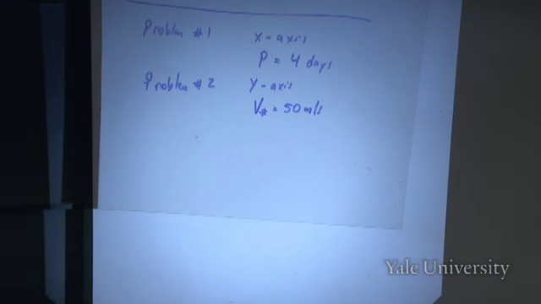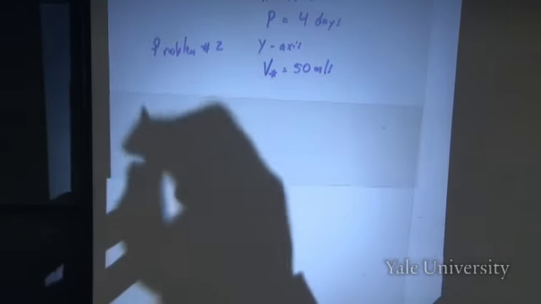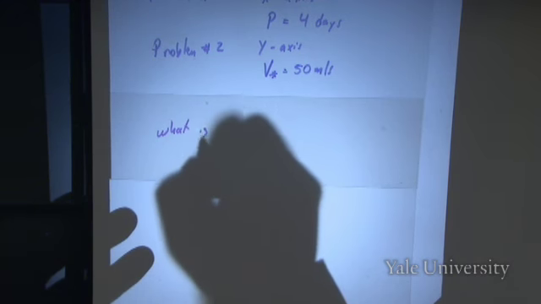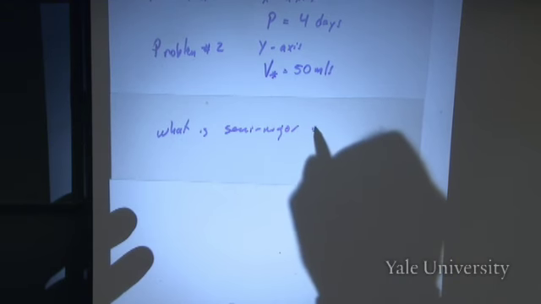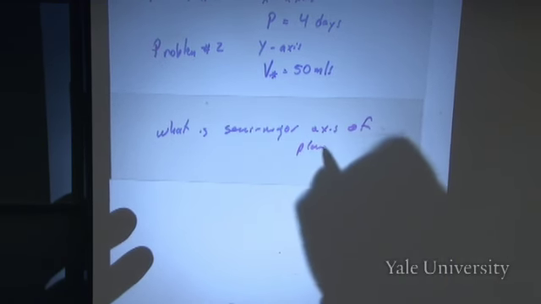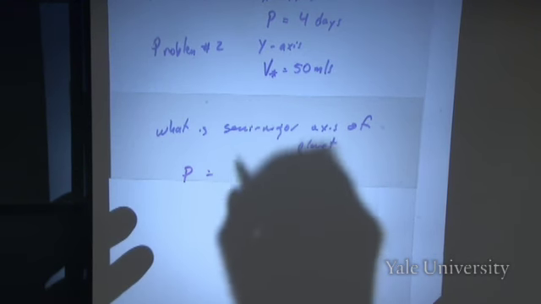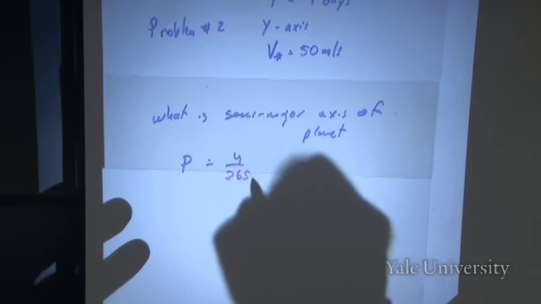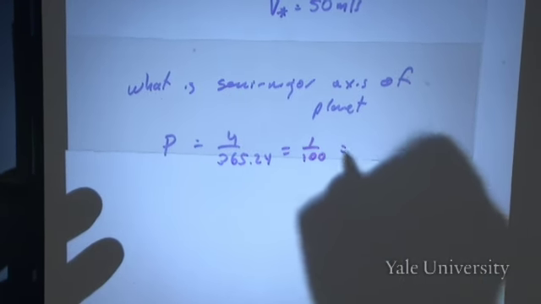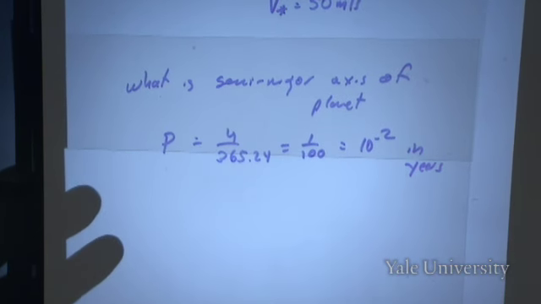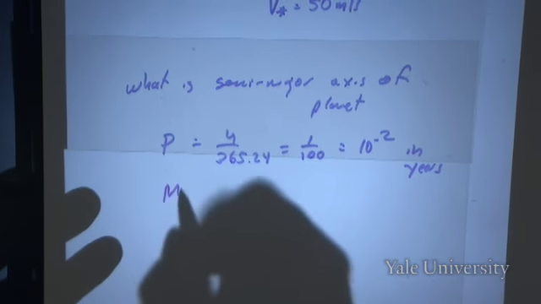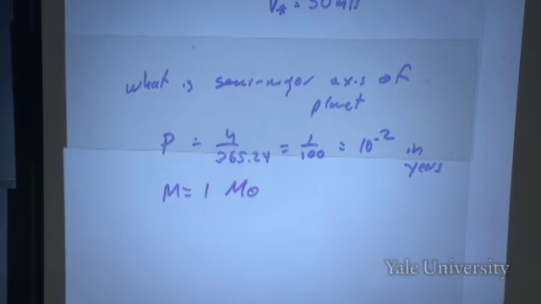And let me show you why. Let me do the equations a little bit. Okay, so this is a solar analog. What is the semi-major axis of the planet's orbit? We know P is equal to, let's see, 4 over 365.24, which is about 1 over 100, or 10 to the minus 2 in years. That's 4 days over a year. And M is equal to 1 solar mass because it's a solar analog.